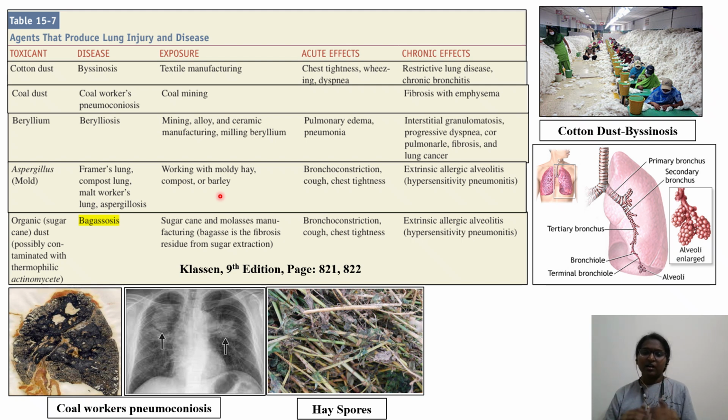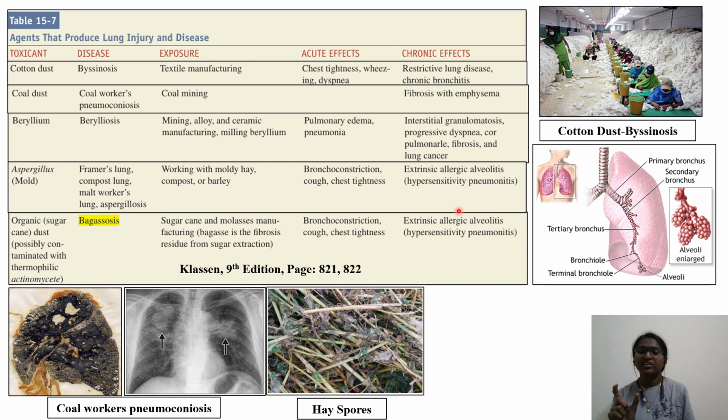Once you cut the hay and store it, fungus will start growing on this hay. The workers who are working on this collected hay after cutting it in the agricultural field, when they are exposed to these fungal spores, will be getting this type of farmer's lung disease. The acute exposure causes bronchoconstriction, cough, chest tightness. When it comes to chronic effects, it causes extrinsic allergic alveolitis and hypersensitivity pneumonitis.